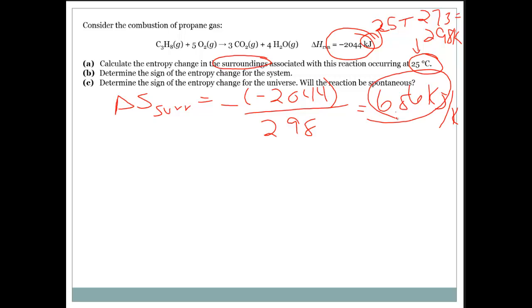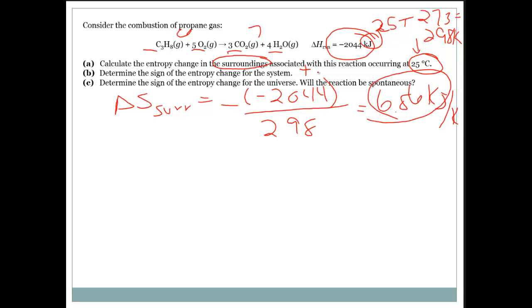Alright, so part B, determine the sign of the entropy of the system. So it's not asking us for the whole number. It's just asking us for the sign, if it's going to be positive or negative. We can look at that by just looking at the chemical compounds. We have 1 C3H8, 5 O2s. That's a total of 6 moles. We have 3 CO2s and 4 H2Os. That's 7. There's more moles on the right, meaning that it's going to be more disorganized. So that's going to be positive.